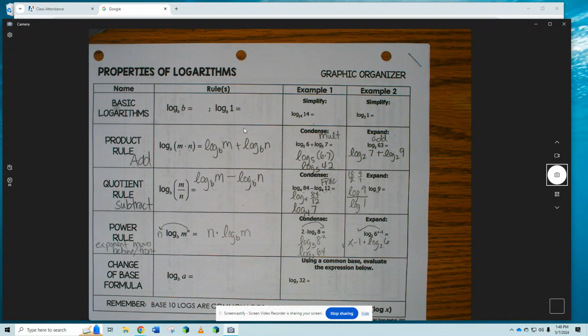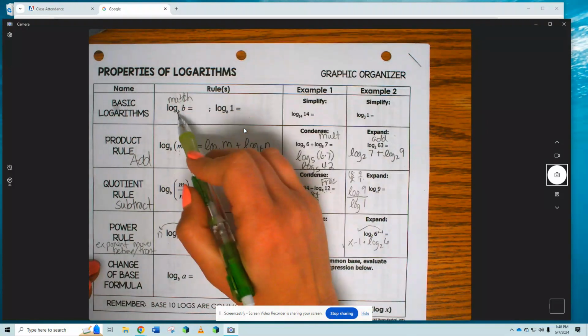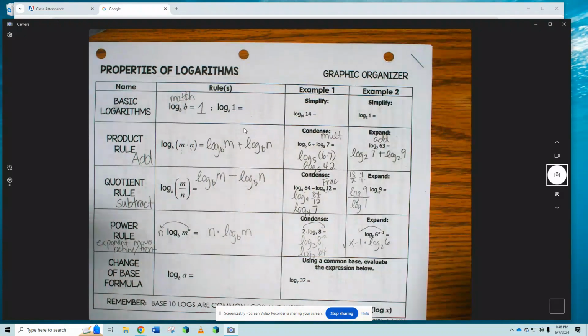All right, let's talk about the last one. Never did this yet. Match. What if the base is the same as the number? This is going to equal 1. Matching. They're the same number, make it a 1.